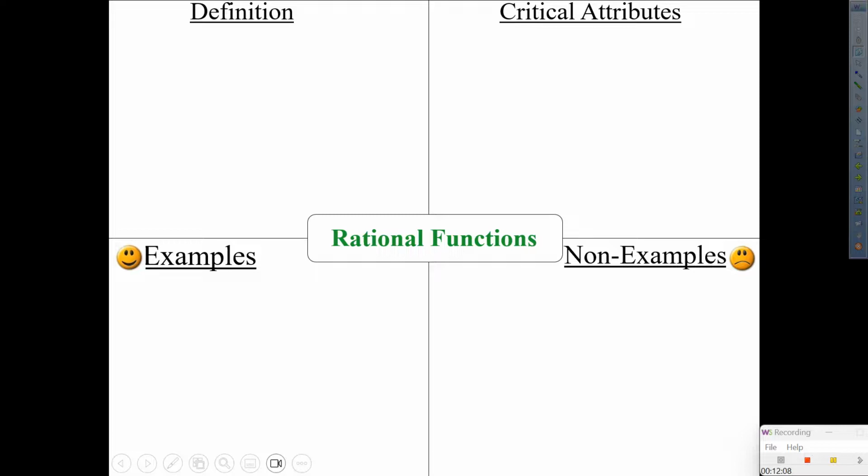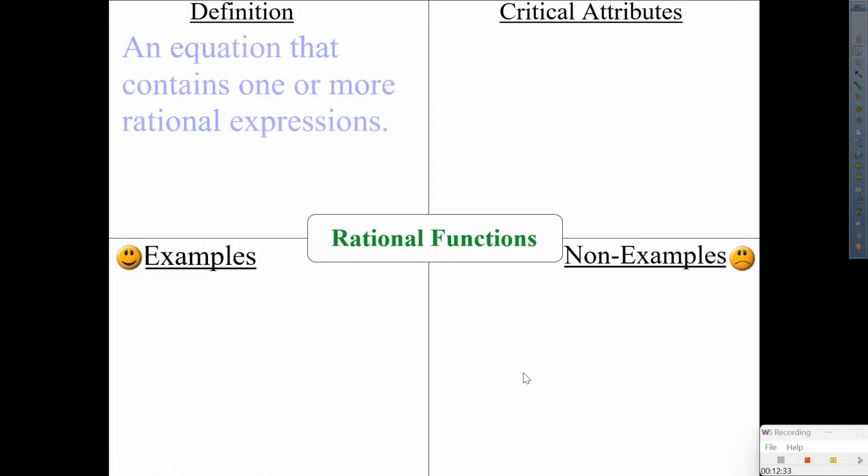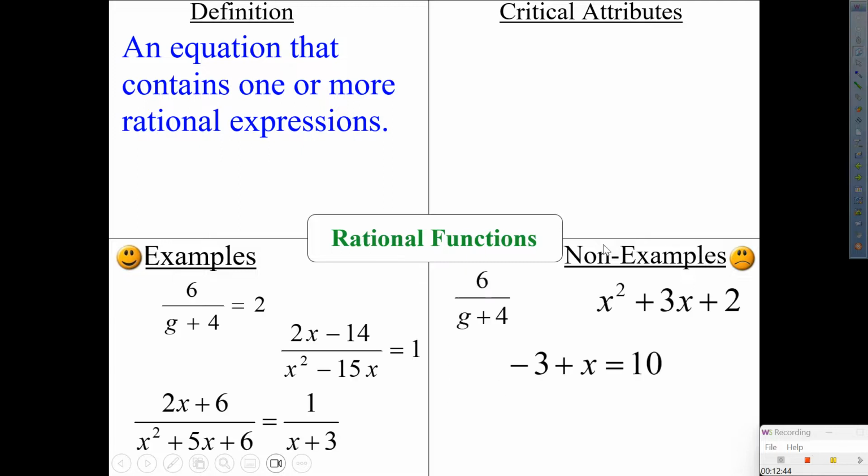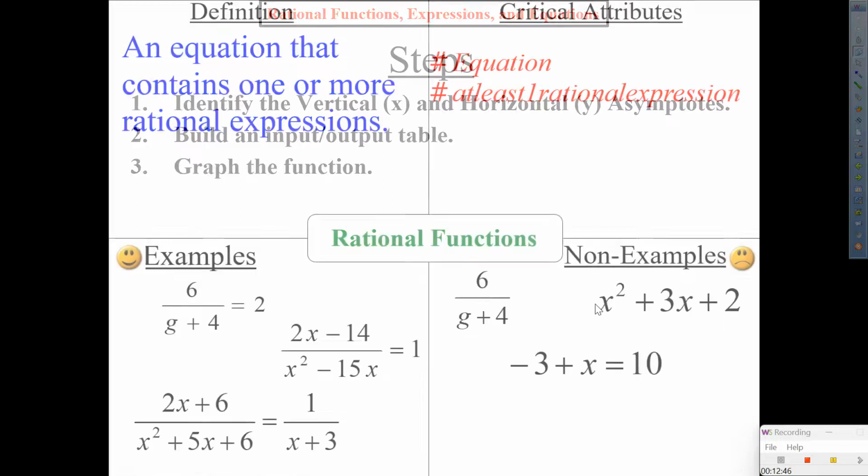What are rational functions, Emily P? Man, almost like if she was reading from the notes. Yes, an equation that contains one or more rational expressions, which means, in other words, one or more what? Fractions. There it is. Non-examples, hashtags, we got that.